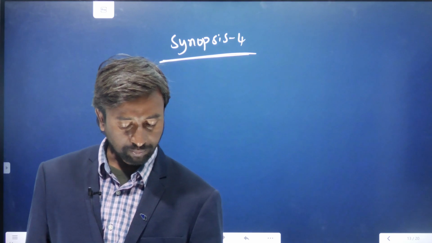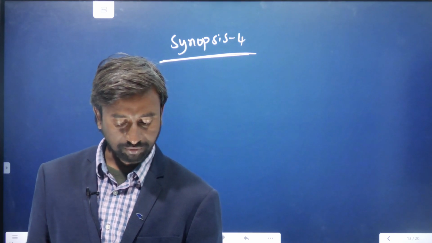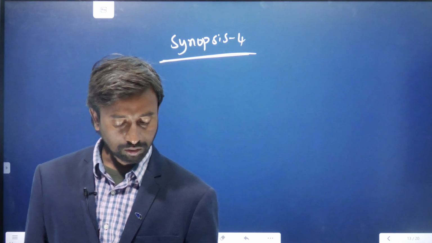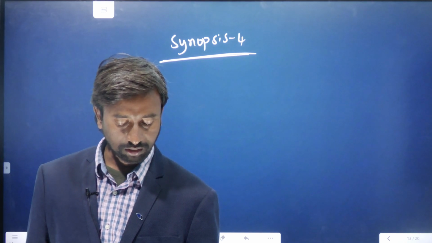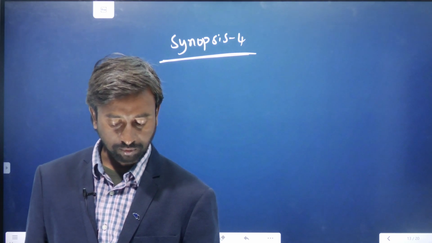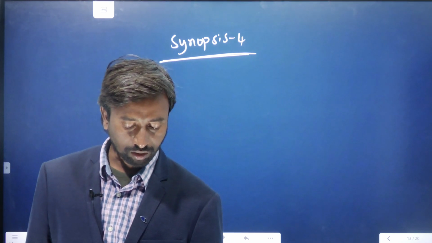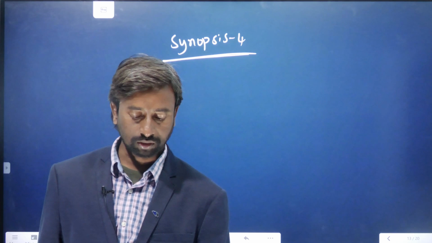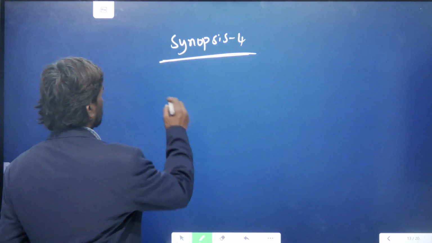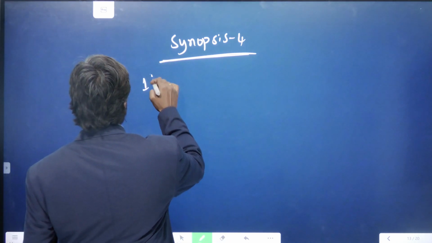A block of mass m placed on a smooth wedge of inclination theta, the whole system is accelerated horizontally so that the block does not slip on the wedge. The force exerted by the wedge on the block has a magnitude of, okay. So it is given like this. So first solution, you see here.